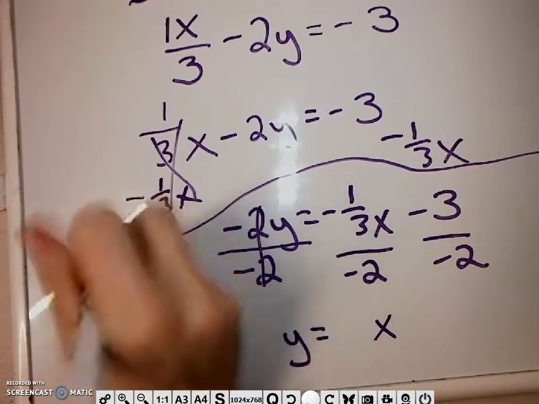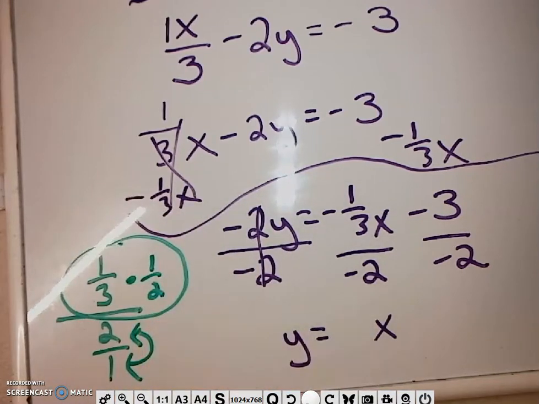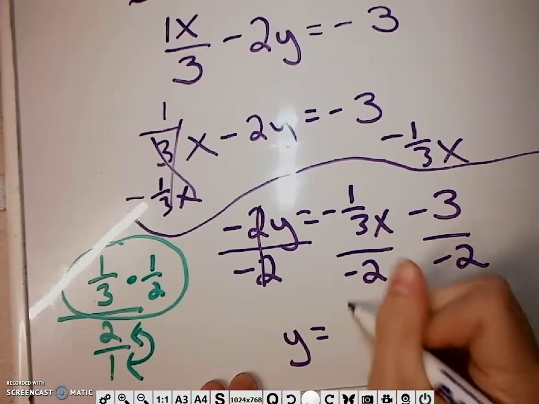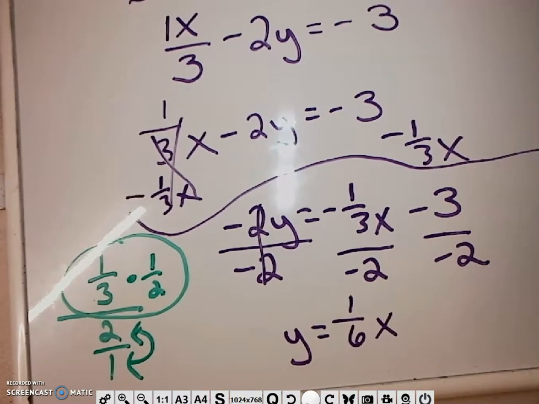So this here is what I multiplied. Again, I change division to multiplication and flip my bottom number. If my bottom number is 2 over 1, I make it 1 over 2. I multiply by the reciprocal, it's called. Then I just multiply straight across. 1 times 1 is 1, and 3 times 2 is 6. So this gives me 1/6 x. And then negative 3 divided by negative 2 gives me positive 3 over 2.